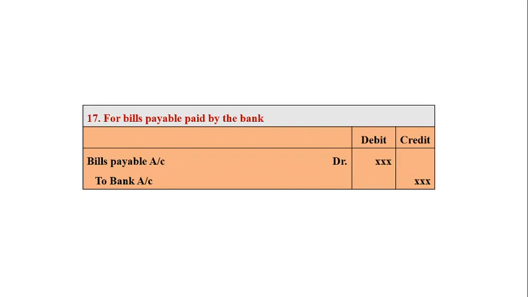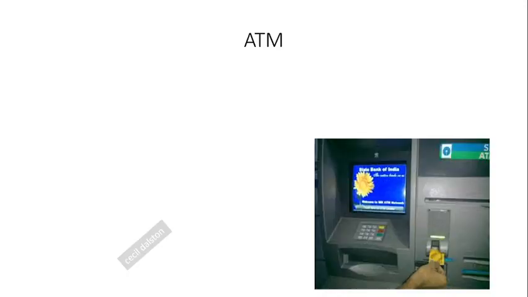17. For bills payable paid by the bank. So it's a payment entry. Bills payable is a personal account. Debit the receiver, bank pays, credit the giver, and therefore bills payable account debtor to bank account.